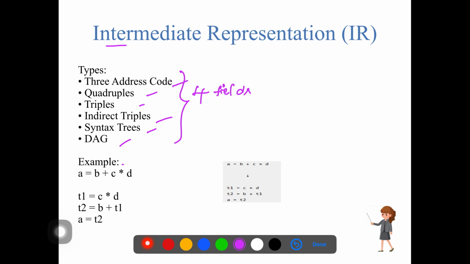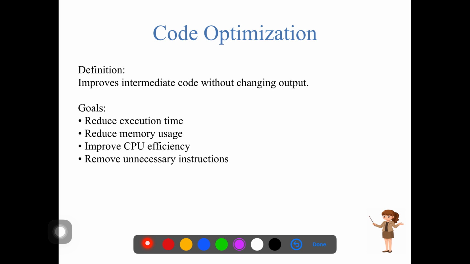For example, we can see the source code A equals B plus C into D, where always top priority is given to the multiplication. The compiler first calculates T1 equals C into D, then T2 equals B plus T1, then finally A equals T2. This is called three address code because each instruction contains at most three addresses. You can see two operands and one result. Let's move to the next slide.